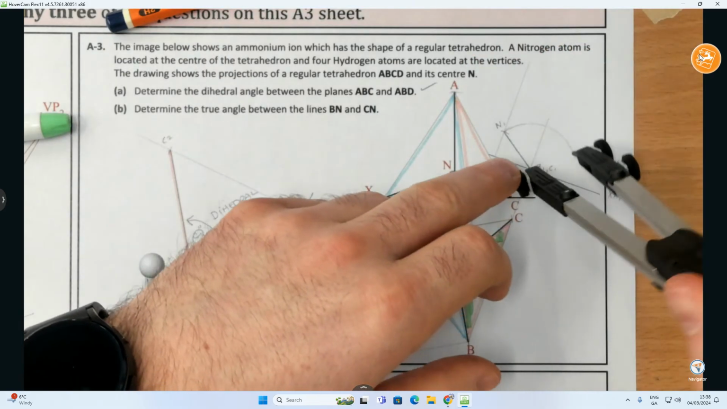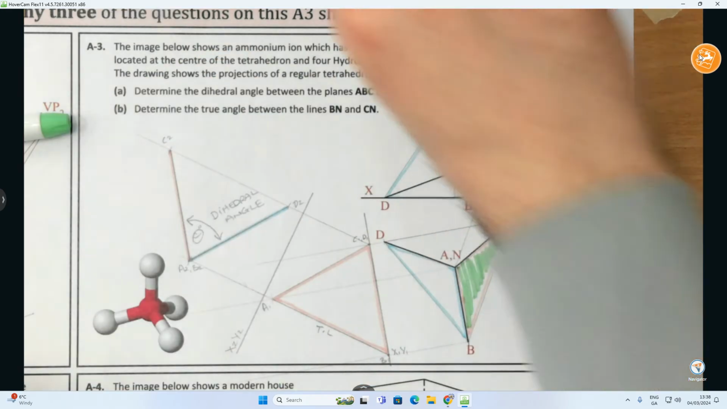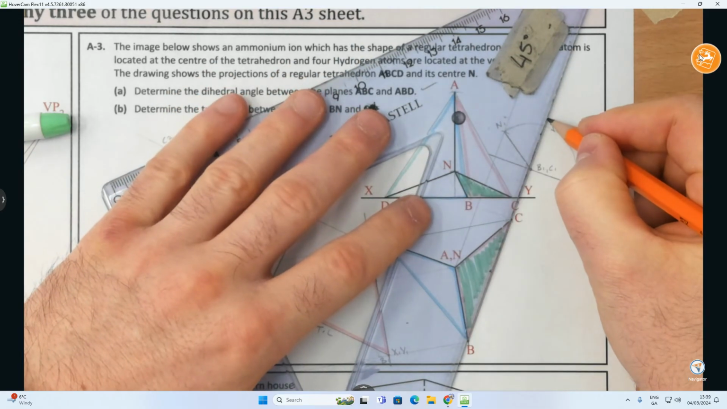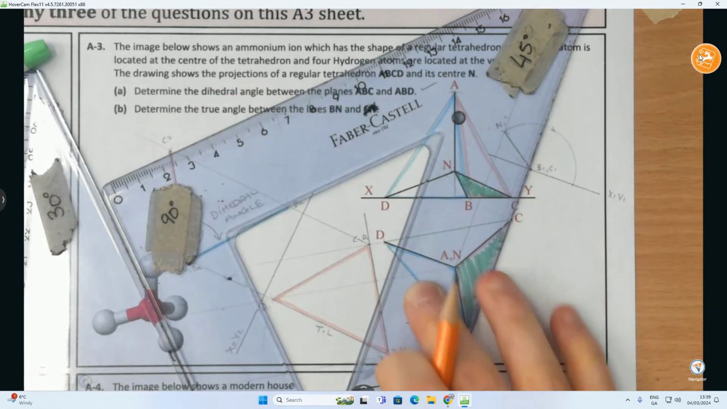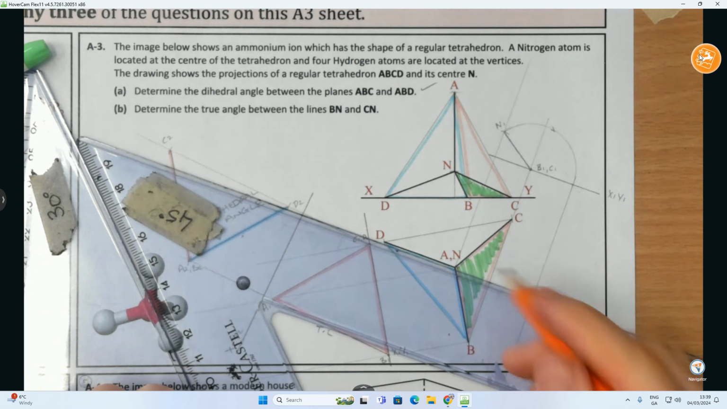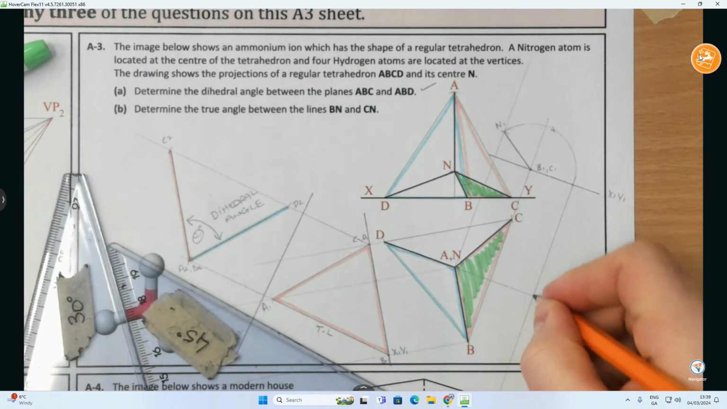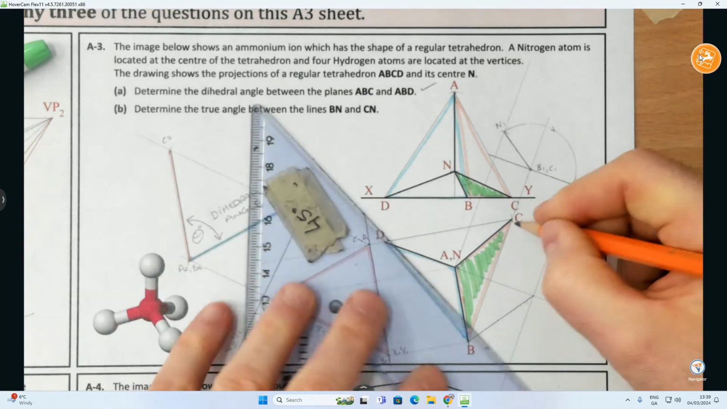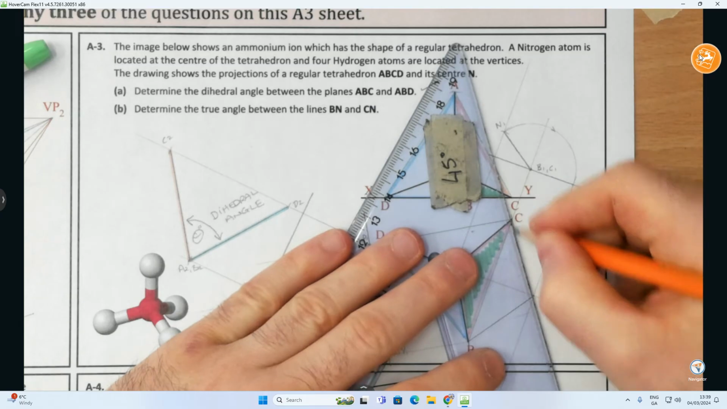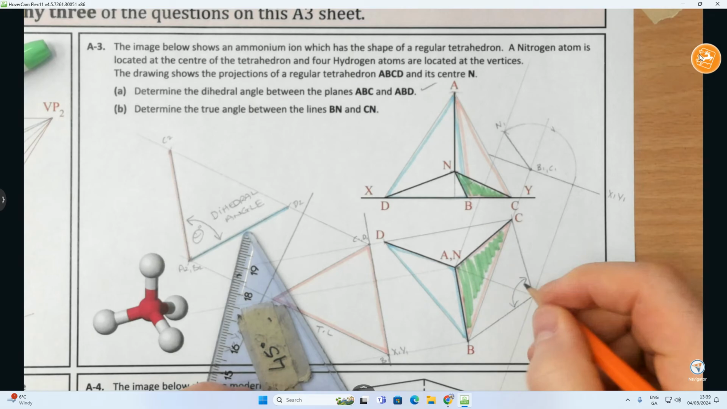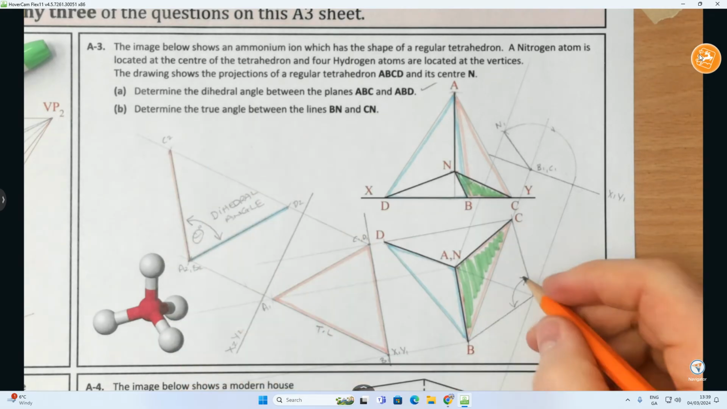I'm going to rabat N around, and I basically rotated N until it is in its new position here on the ground, and then I can take it back. And perpendicular then, project N out. If I connect N to B and N to C, that angle inside there is the angle I want, which is to determine the true angle.